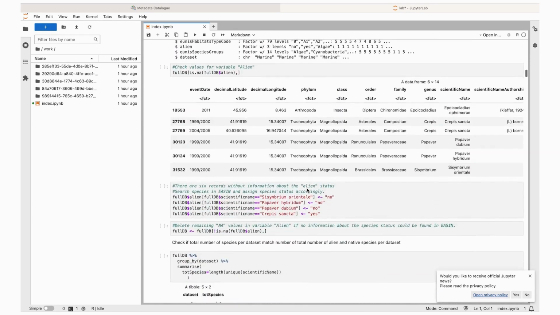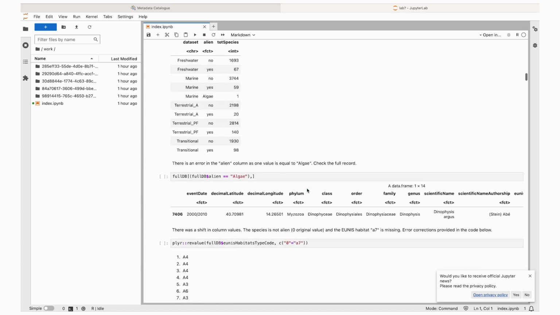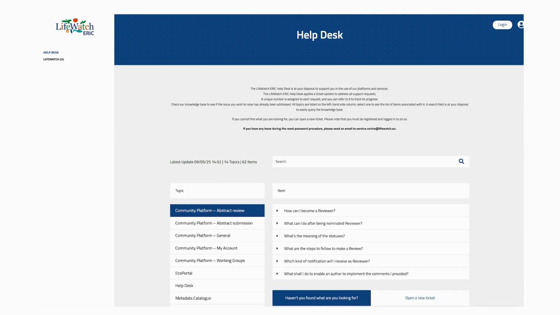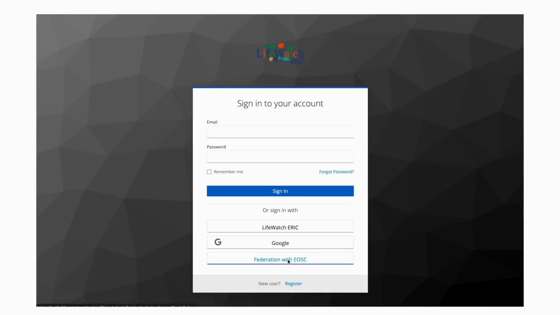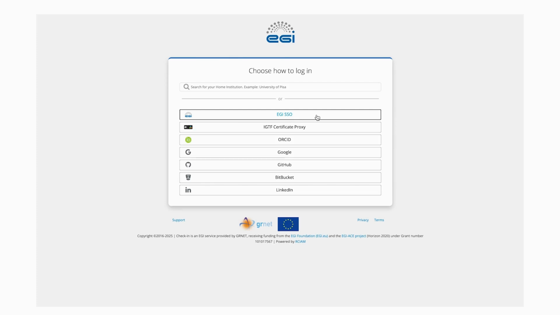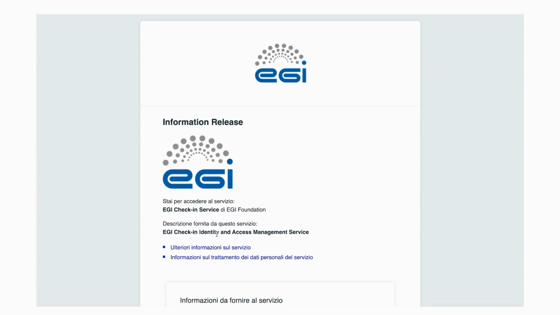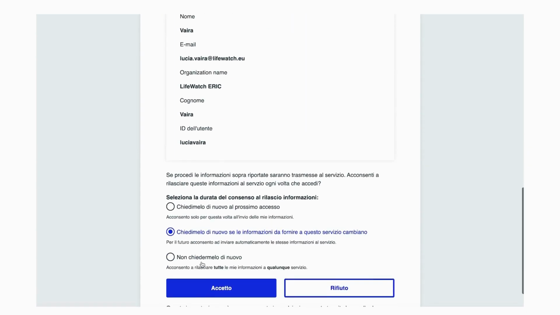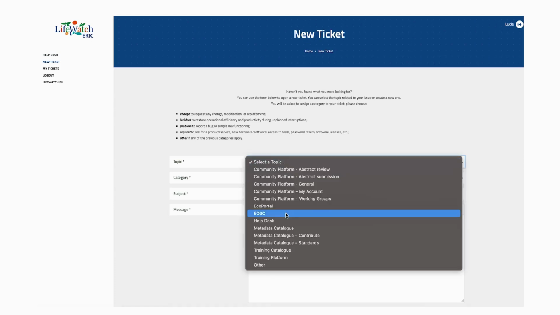All of this without any special or detailed knowledge of the technicalities behind the workflow execution. And if I had questions, the help desk was just a click away. Thanks to the EOSC authentication and authorization infrastructure integration, I could just log in securely with my existing credentials without the need for extra accounts. Then I could easily create new tickets on both the EOSC and the LifeWatch help desks, since they are interconnected.